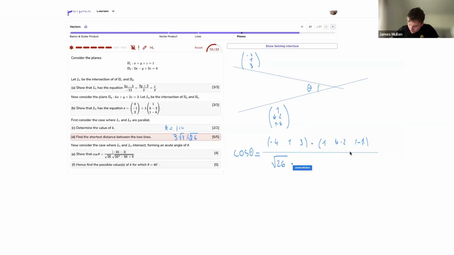And then the magnitude of the one in terms of k is going to be the square root of 1 plus k minus 2 squared plus 1 minus k squared. All right, now let's do the numerator. It's going to be minus 4 plus k minus 2 plus 3 minus 3k.